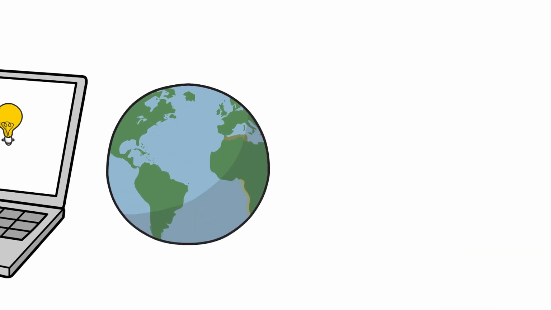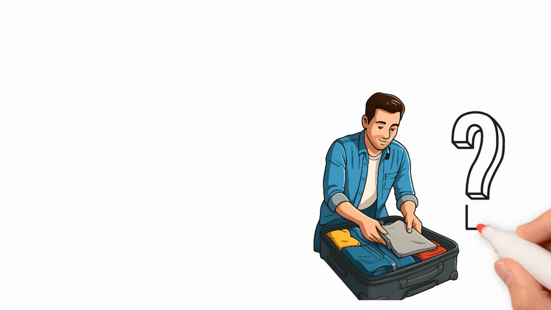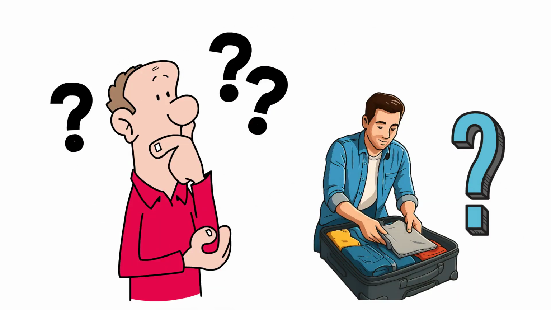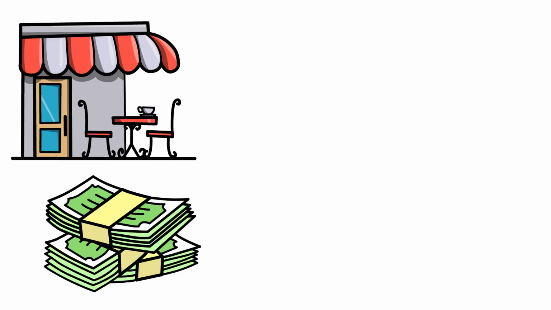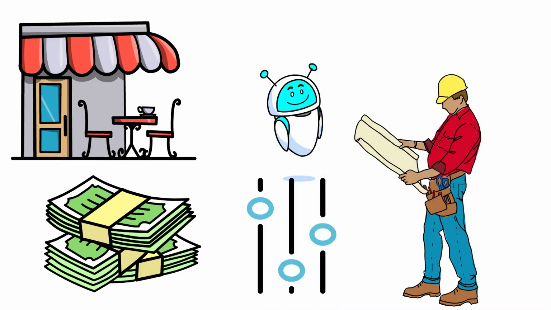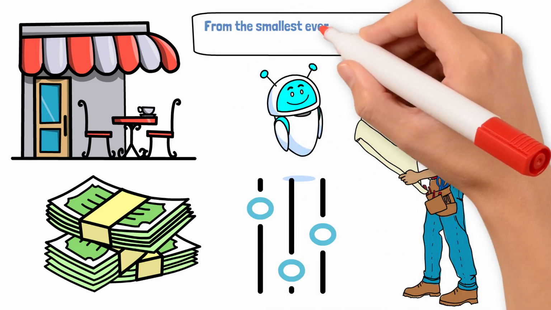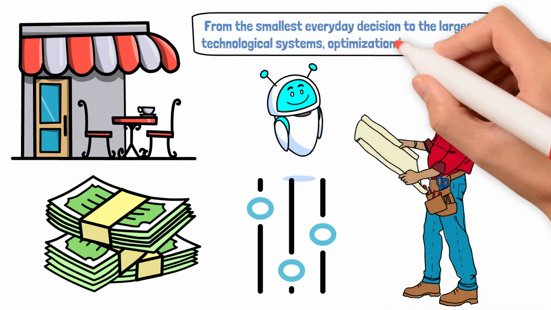Here's a simple example. Imagine you're packing a suitcase for a trip. You want to maximize what you take, but you're limited by space and weight. Which items should you choose? That's an optimization problem. Now, scale that idea up. Businesses optimize profits, engineers optimize designs, and AI models optimize millions of parameters. From the smallest everyday decision to the largest technological systems, optimization is quietly at work.